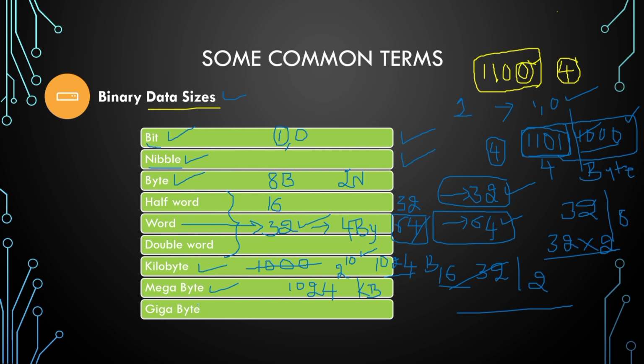Because kilo is not 1000 here in this digital system. Whenever we use kilo while representing data size, it is in terms of 2 to the power of 10, that is 1024. So if you say kilobyte, it is 1024 bytes. If you say megabyte, it is 1024 kilobytes. And if you say gigabyte, it is 1024 megabytes. So we learnt the types of data sizes. From bit to gigabyte, we saw everything.